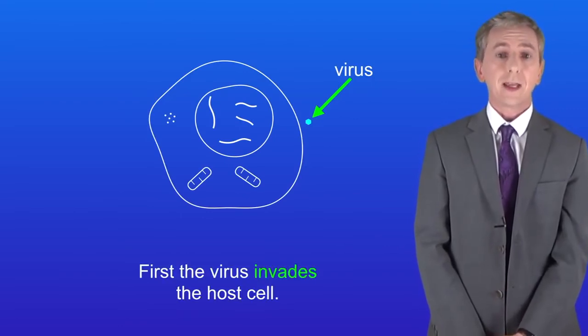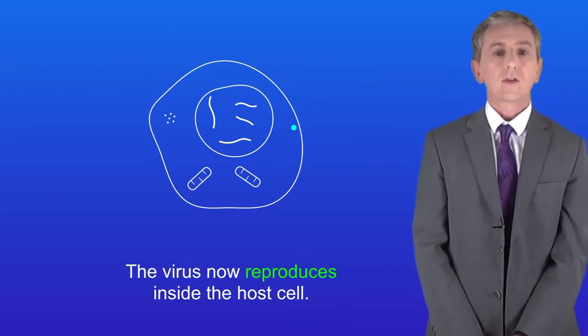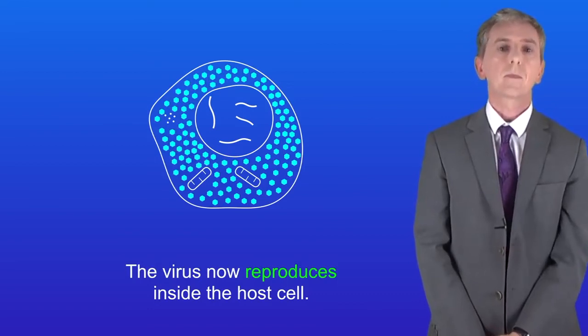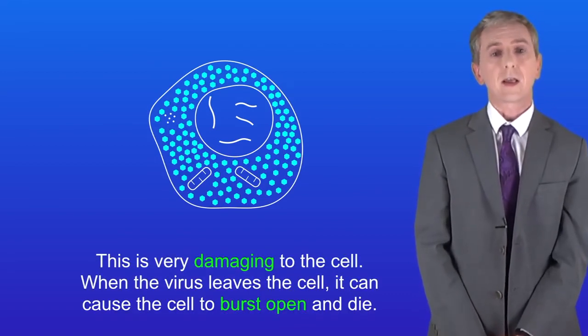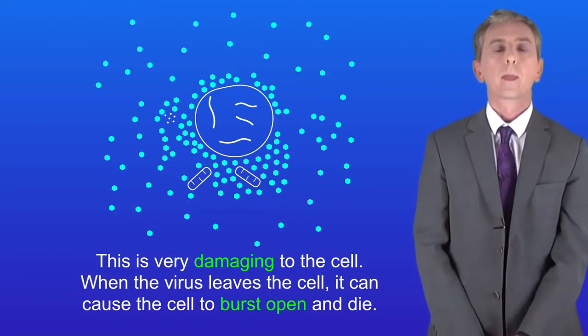First, the virus invades the host cell. The virus now reproduces inside the host cell like this. This is very damaging to the cell. For example, when the virus leaves the cell, it can cause the cell to burst open and die. And I'm showing that here.